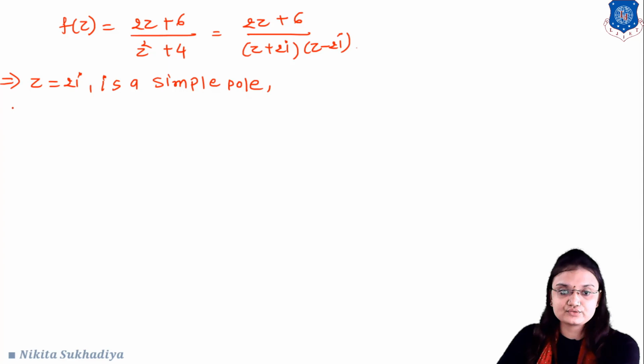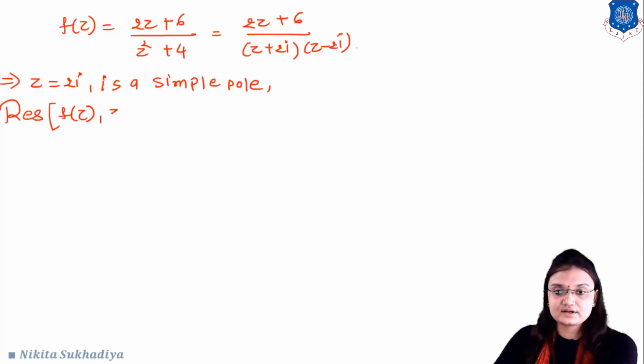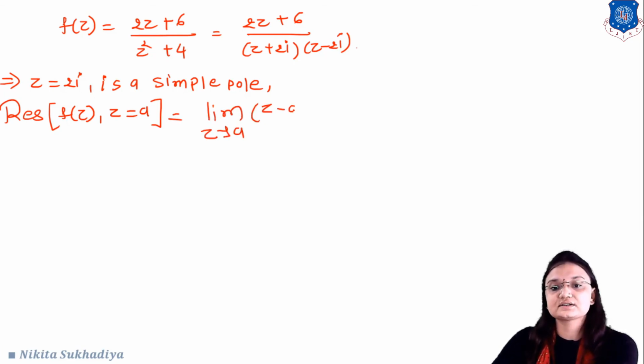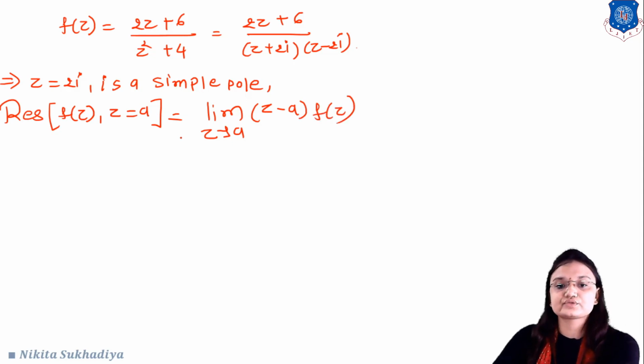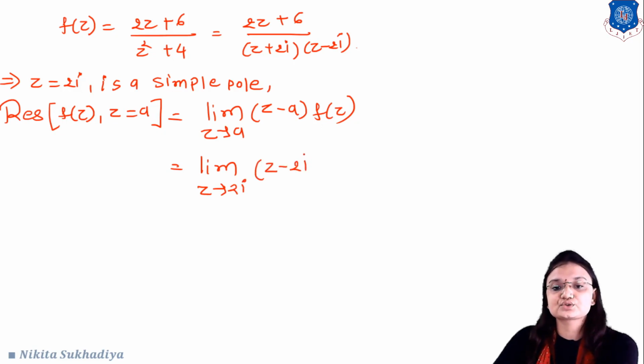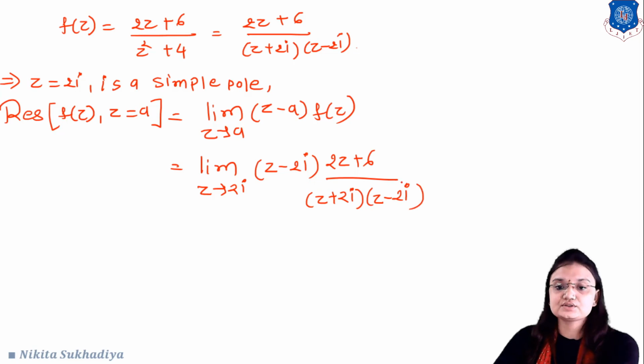Okay, so the residue for this simple pole: the residue of function f(z) at z = a will be the limit as z tends to a of (z − a) into f(z), and a is the point 2i. So the limit as z tends to 2i will become (z − 2i) into f(z), that is (2z + 6)/((z + 2i)(z − 2i)). Okay, so this z − 2i and z − 2i cancel out.